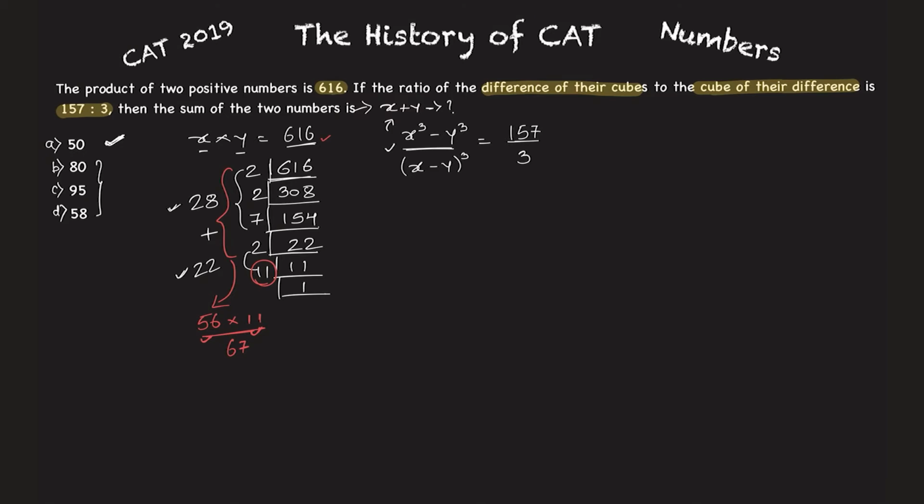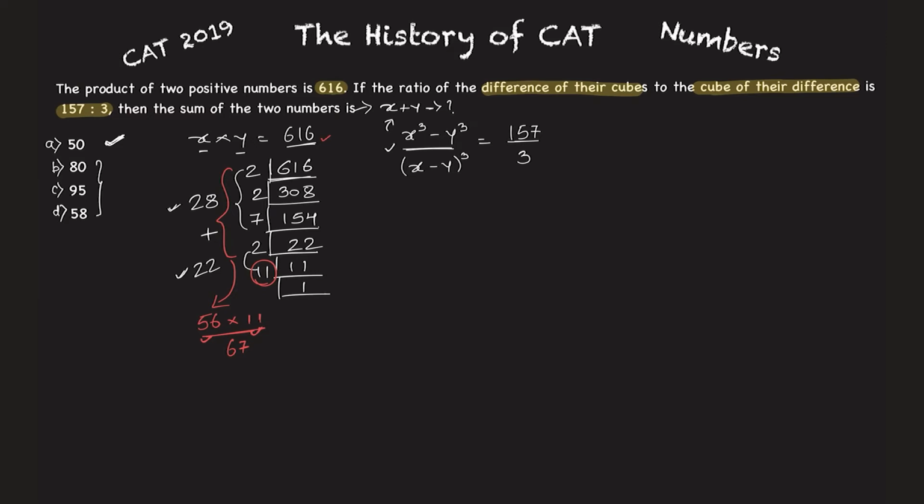Let's see if there is another number. 7 into 2 is 14, 14 into 2 is 28, 28 into 11. No, I cannot multiply all of them, because if I do, I'm getting a number more than 100, and here the sum is less than 100. So the only possible option that I get here is 50.